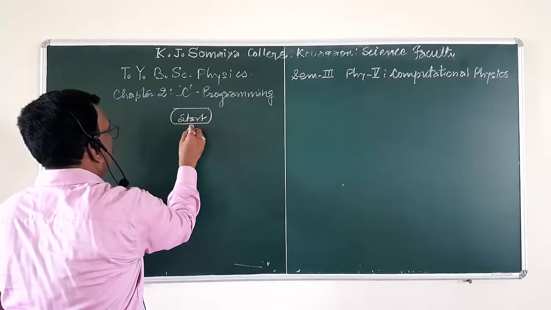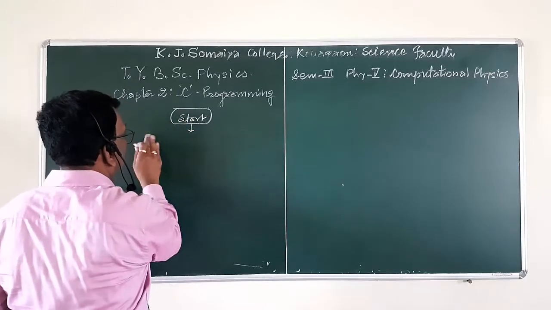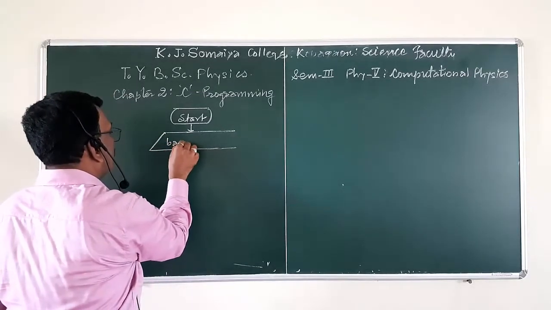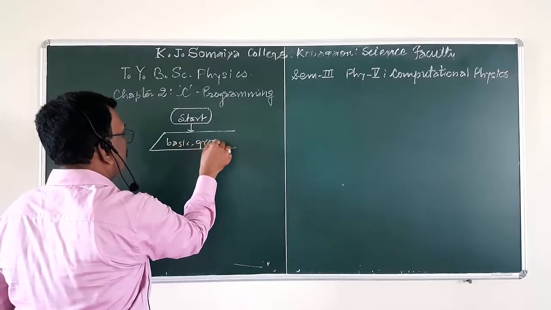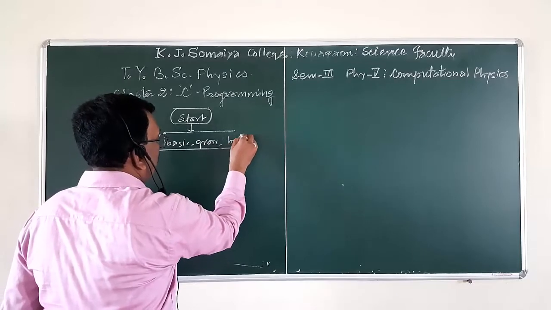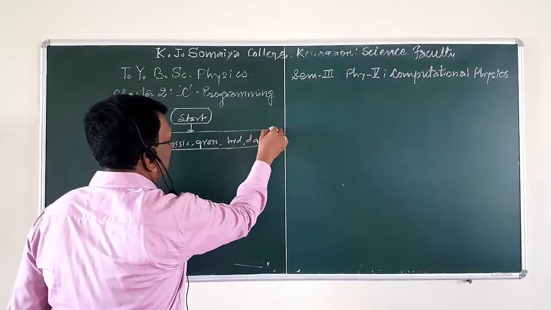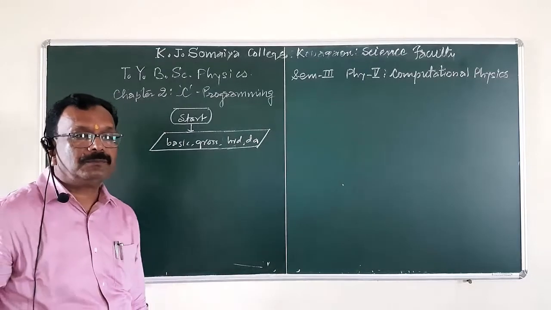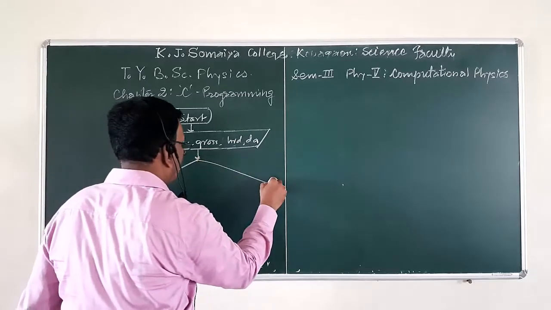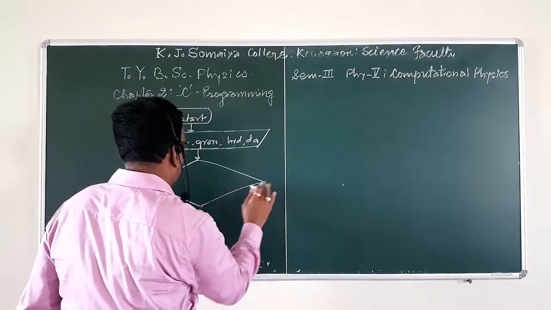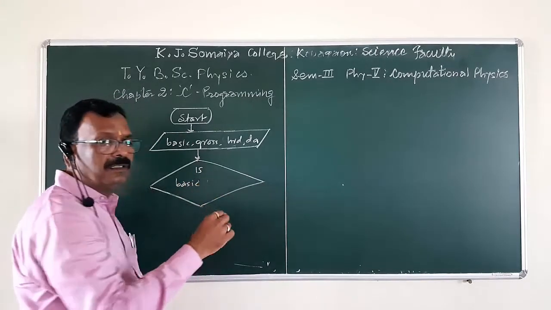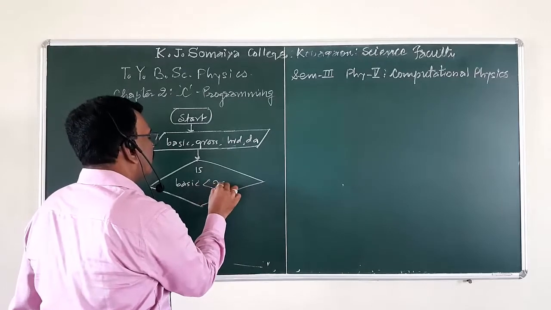Start, then input basic, gross, DA, HRA and DA. Now we have to take the decision. Is basic less than 2000?